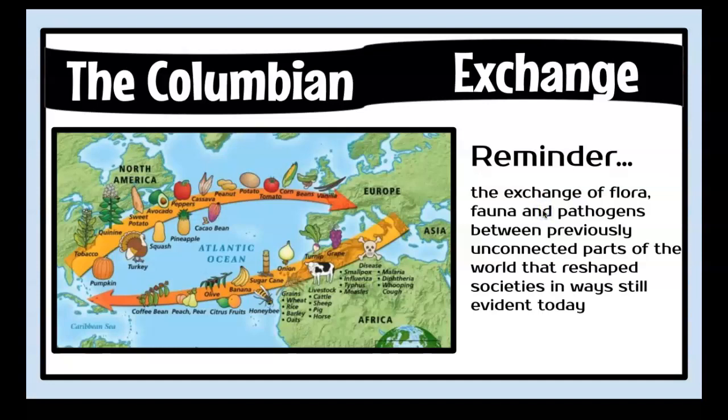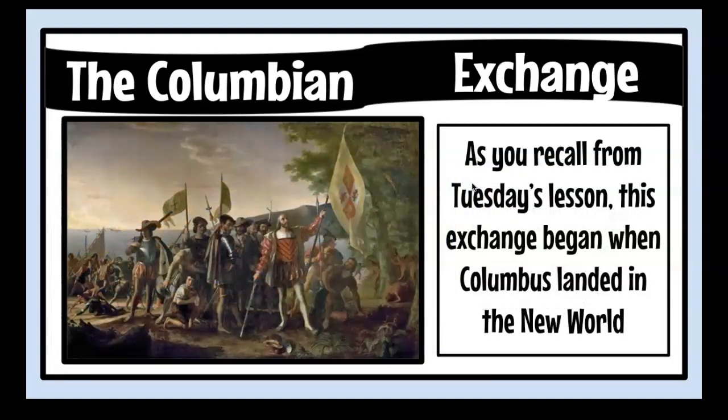So a reminder, the Columbian Exchange, which you should have written down in Tuesday's lesson, but if you did not, you can pause and write this down now. The Columbian Exchange is the exchange of flora, fauna, and pathogens between previously unconnected parts of the world. Recall from Tuesday's lesson when you learned about Columbus, this exchange began when Columbus landed in the New World.